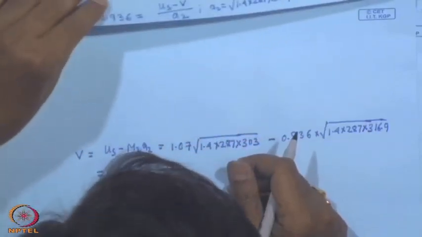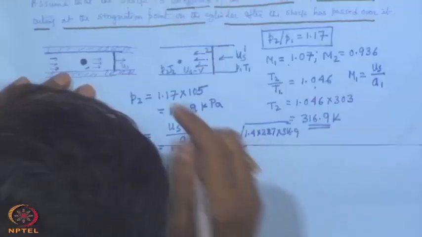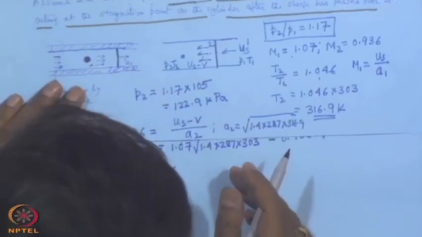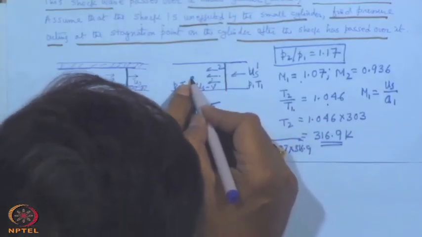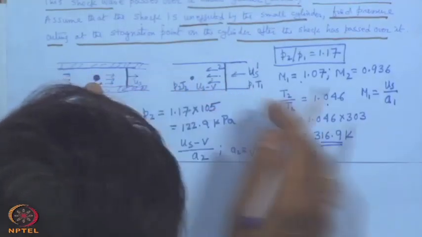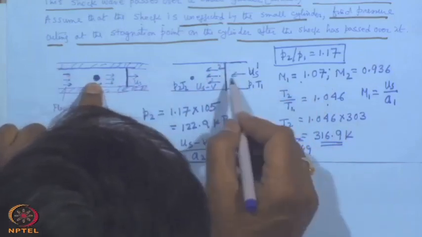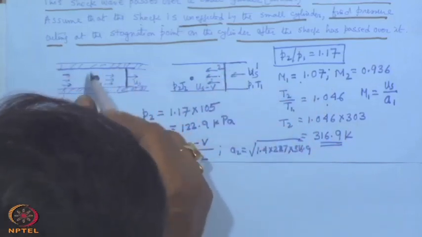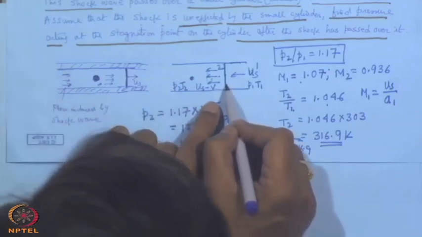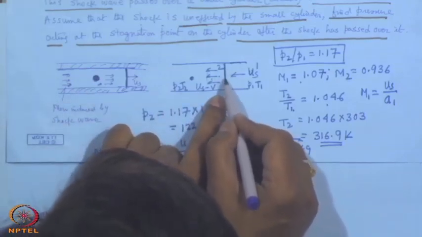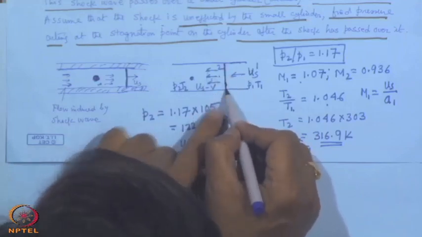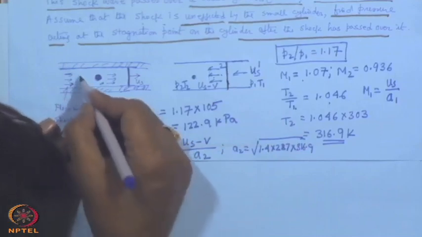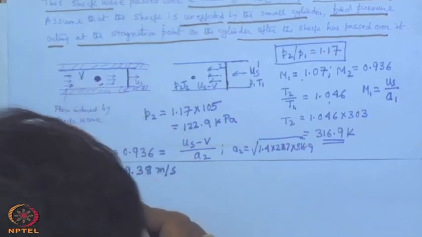Now the question is that we have to find the stagnation pressure. What happens if you see this picture? This cylinder is the model physically translated, but the actual problem is this: the problem as we look with reference to a coordinate frame attached to the moving shock, where the flow becomes steady and the cylinder becomes stationary. This V we are getting is 39.38.